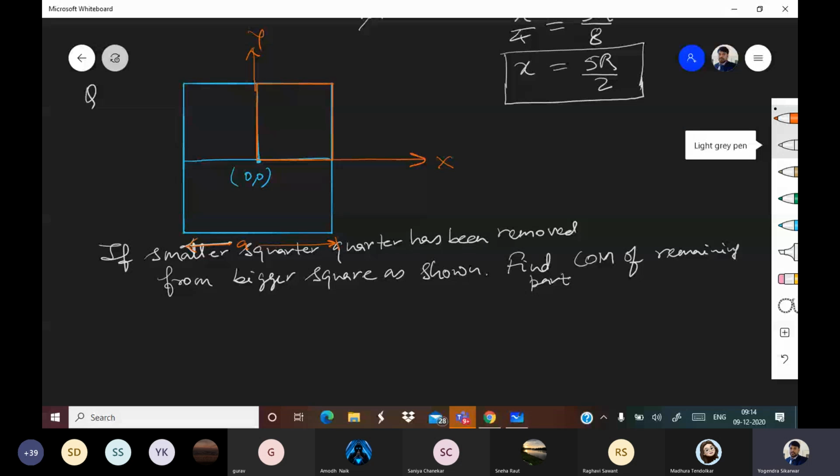Sakshi, your answer is not correct. Please recheck. You are calculating the center of mass of the removed part. What is asked is the center of mass of the remaining part. Both are different.